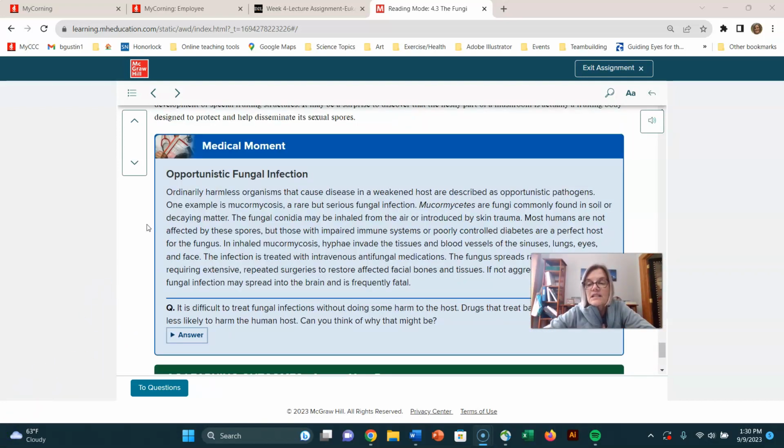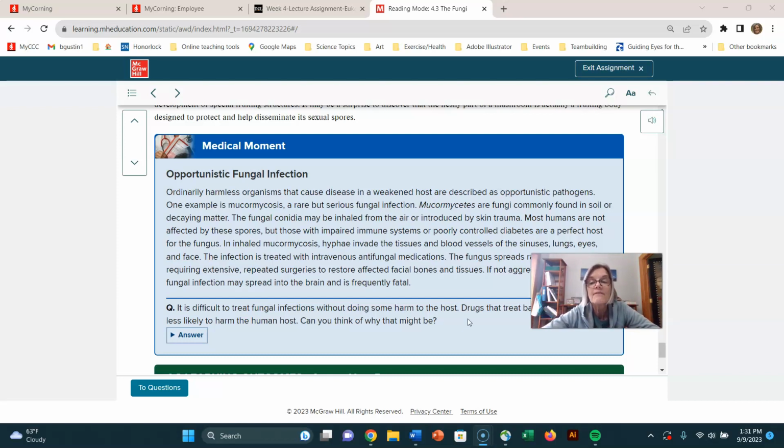The last thing I wanted to say about fungi and mycoses in particular is related to this medical moment here. It asks why it is difficult to treat fungal infection without doing harm to the host. Remember, we were trying to look at what about fungi is different from the host cells. We said they have chitin in their walls, so you might be able to find a drug that targets their wall. They have ergosterol instead of cholesterol in their membranes, so you might find a drug that can target those.